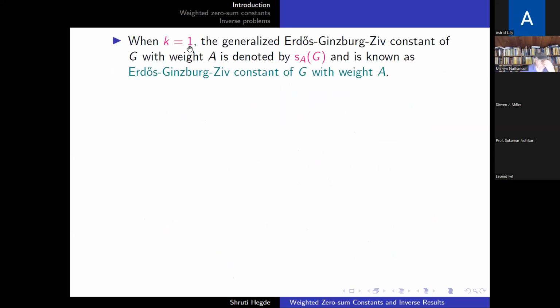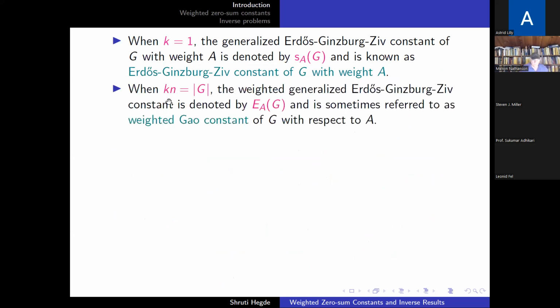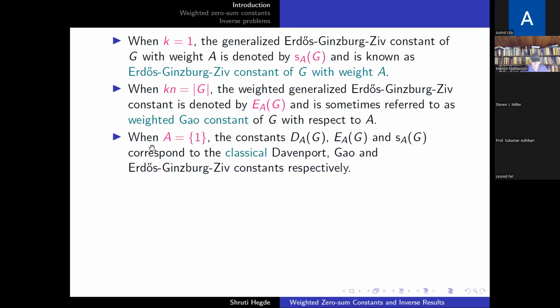So when k is 1, this generalized weighted EGZ constant is denoted by s_A(G), and we simply call it the EGZ constant of G with weight A. When kn is the order of the group, it is denoted by E_A(G), and we call it the weighted Gao constant of G with weight A. In particular, if the weight set is the singleton 1, then these constants D_A(G), E_A(G), and s_A(G) will be respectively the classical Davenport, Gao, and EGZ constants.